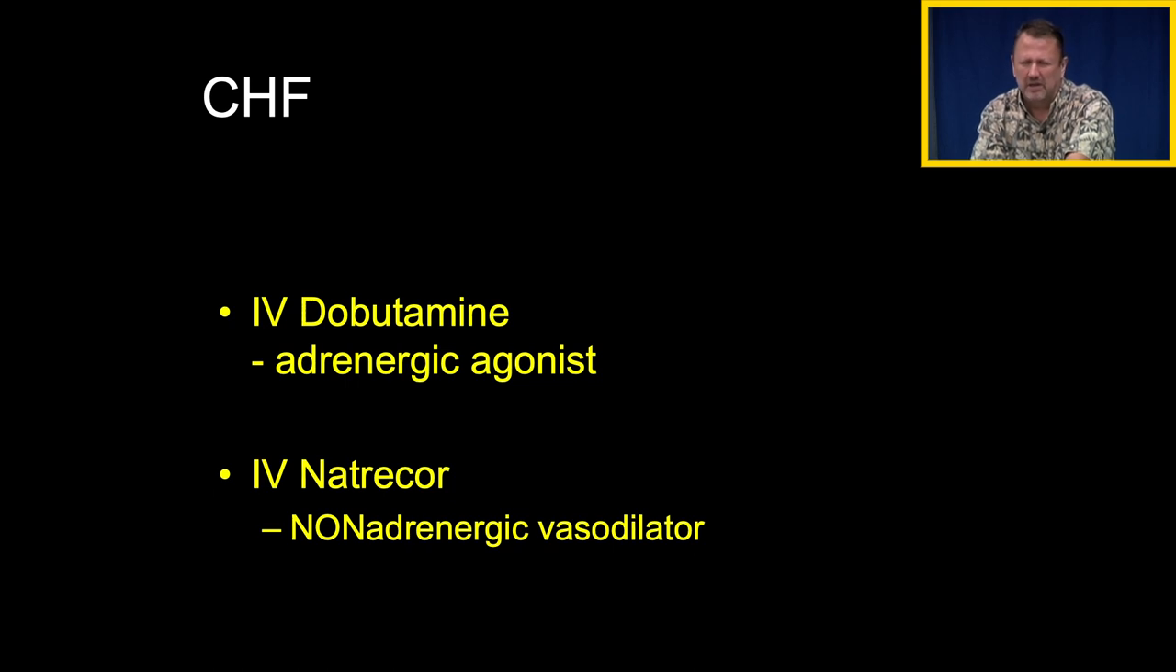Dobutamine is basically a synthetic form of dopamine, has a little bit different action. That's why it's called an adrenergic agonist. And so we'll use IV dobutamine to increase contractility of the heart and treat congestive heart failure. And so somebody has congestive heart failure, maybe they come into the clinic once every few weeks for an IV treatment of dobutamine or an IV treatment of NatriCor. And it will improve their cardiac function for quite a while. And so be on the lookout for people who come to the clinic, get an IV of NatriCor to improve their congestive heart failure so they can get through the next couple of weeks without so much discomfort.